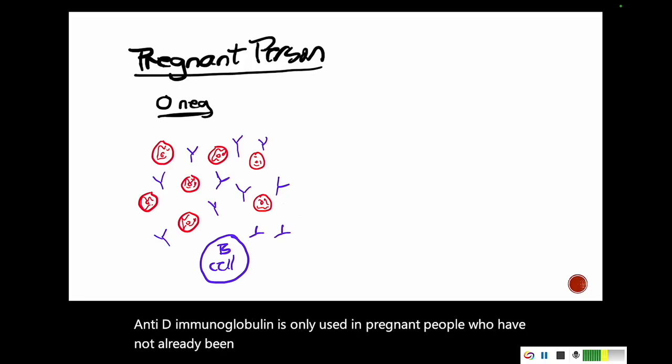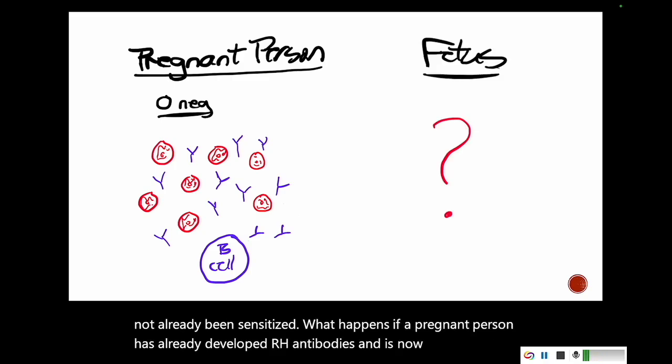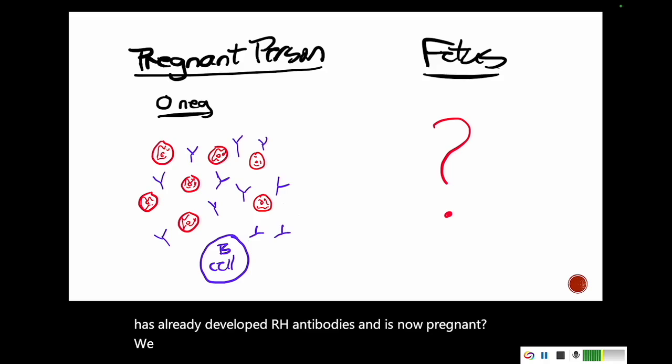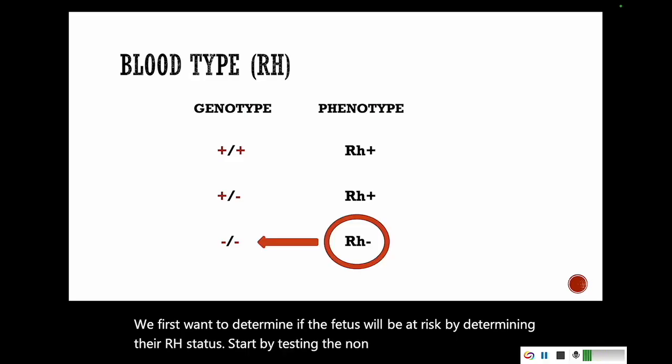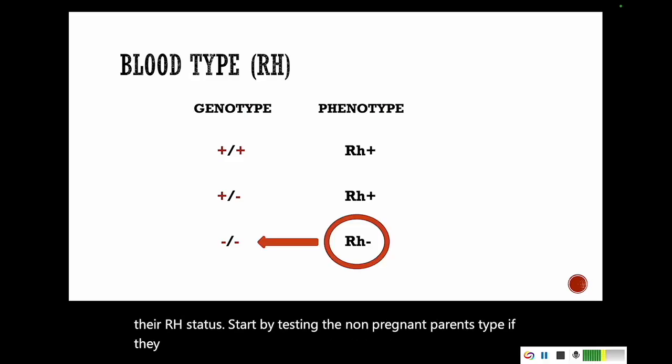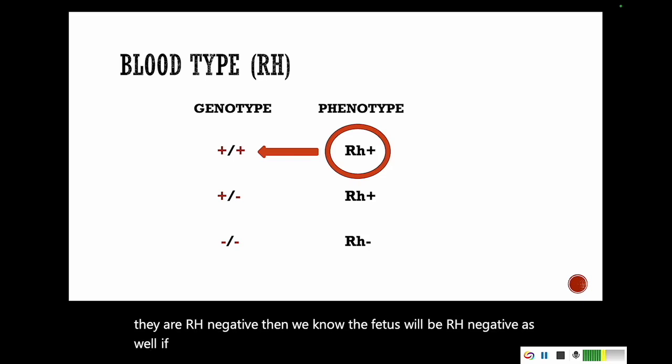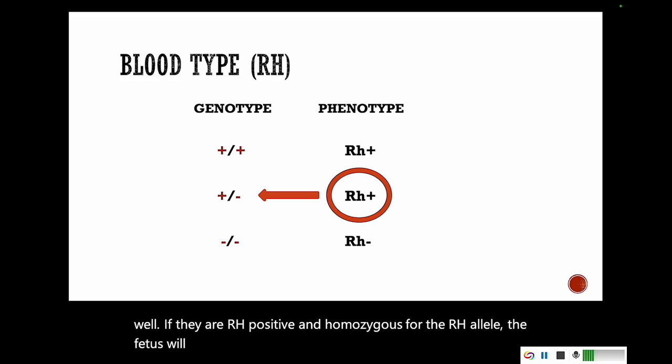What happens if a pregnant person has already developed Rh antibodies and is now pregnant? We first want to determine if the fetus will be at risk by determining their Rh status. Start by testing the non-pregnant parent's type. If they are Rh negative, then we know the fetus will be Rh negative as well. If they are Rh positive and homozygous for the Rh allele, the fetus will be Rh positive. If they are heterozygous, there is a 50% chance the fetus is Rh positive.